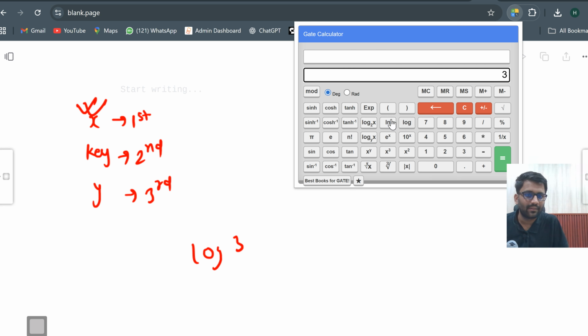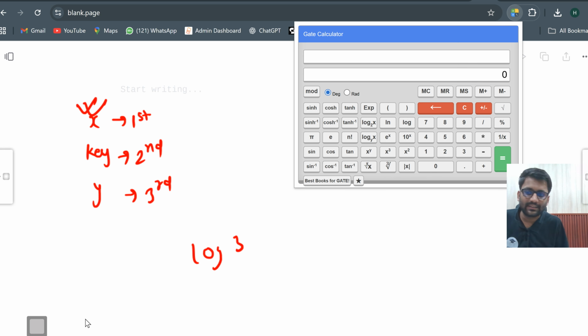Or 3 then ln gives 1.098612. So whatever X that is written, that would be your input, whose log you need to calculate. 3's log I need to calculate, right? Log 10 of 10, what would that be? 1. So X is the first input, then there is a key, and if Y is required, then Y also you can give.